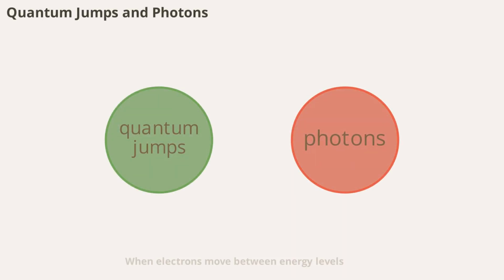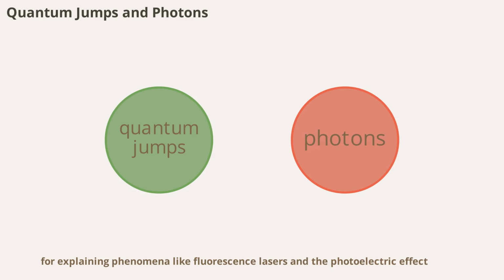When electrons move between energy levels, they absorb or emit energy in the form of photons. These quantum jumps are responsible for the discrete lines seen in atomic spectra. The concept of photons introduced by Einstein further reinforced the quantum nature of light and matter. Understanding quantum jumps is essential for explaining phenomena like fluorescence, lasers, and the photoelectric effect.